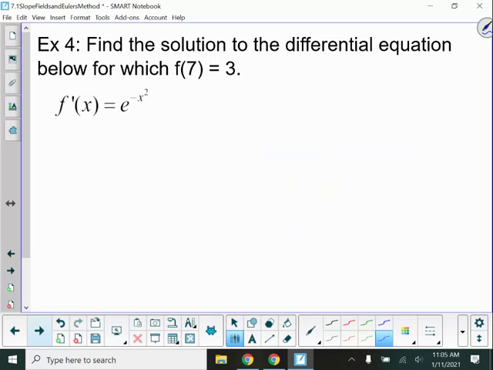Example 4. This one is set up a little bit different because it says find the solution to the differential equation for which f of 7 is equal to 3. So 7, 3 is going to be my ordered pair. Now, this is not something I can find the antiderivative of. E to the negative x squared, that is not a nice question, but you can use one of the integral rules to go through to actually find this.